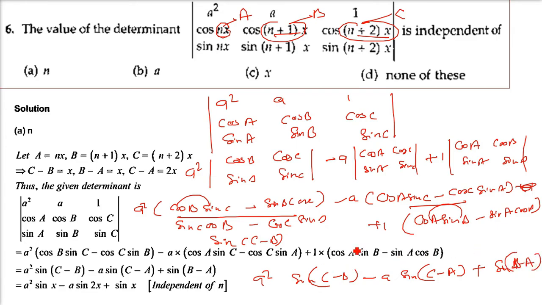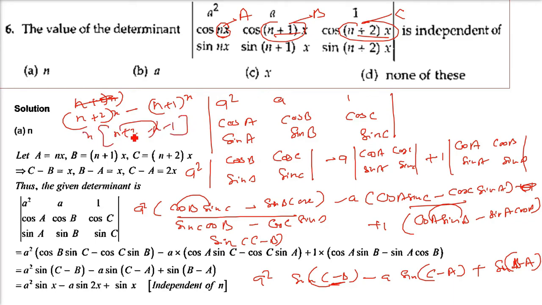Now, we have assumed A, B, C. Now we have to subtract it. Let us see C minus B. What is C here? C was n plus 2x. What was B? It was n plus 1x. So C minus B is (n plus 2)x minus (n plus 1)x. So you can take x common: n plus 2 minus n minus 1. So n gets cancelled, 2 minus 1 is 1. So you get x here. So n is not there, remember? And please try to see that there is no n here.